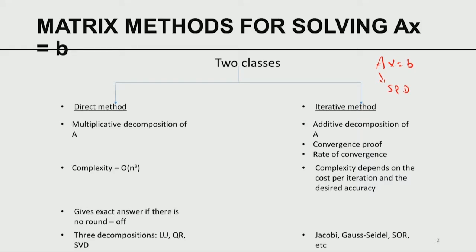The direct methods rely on what is called multiplicative decomposition of A. These methods have in general a complexity of n cube. These methods give exact results when there are no round off errors in the computers. In this class, we are going to be looking at three different classes of methods: LU, QR, and SVD. LU is the forerunner of all the others. So I am going to start with basic LU, then QR, then SVD.